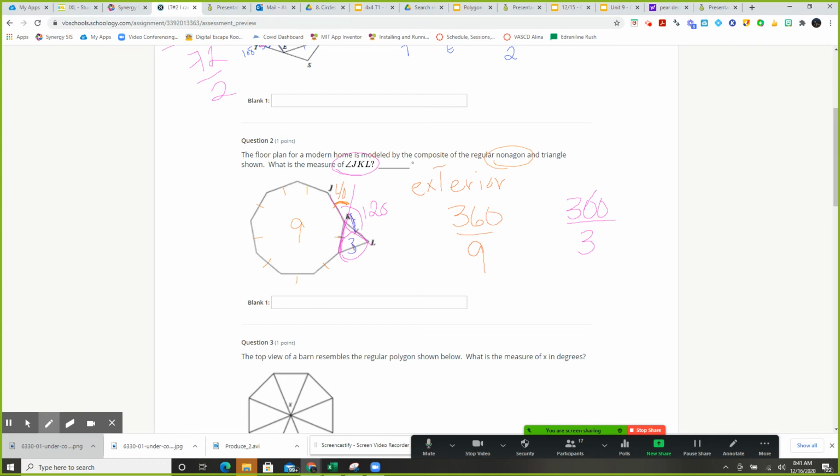So if the orange piece next to the nonagon is 40 and the pink piece next to the triangle is 120, what's the total angle from J to K to L? What would you do with those two pieces? I would add those two things. So 40 plus 120 is what? 160. Absolutely. So for questions like this, where you have two shapes jammed up against each other, and you're looking for the total exterior angle, find the exterior of one and the exterior of the other, and then add them up. The part plus the part equals the total.